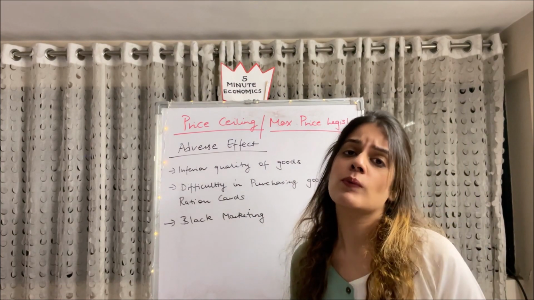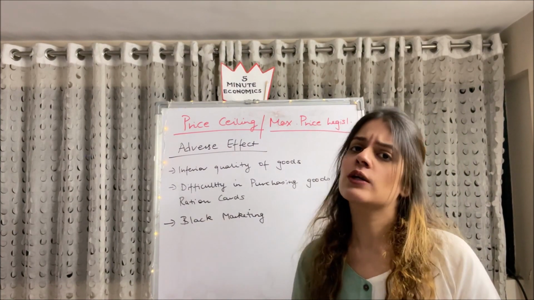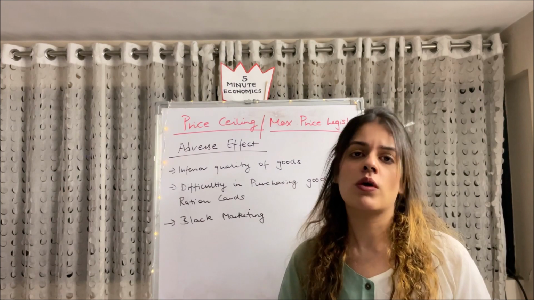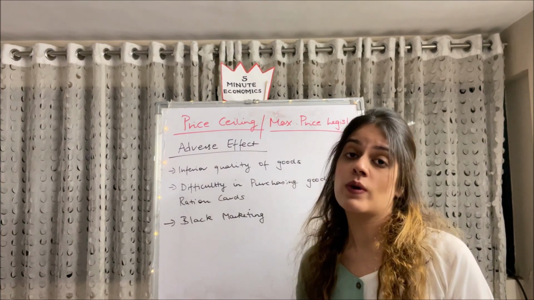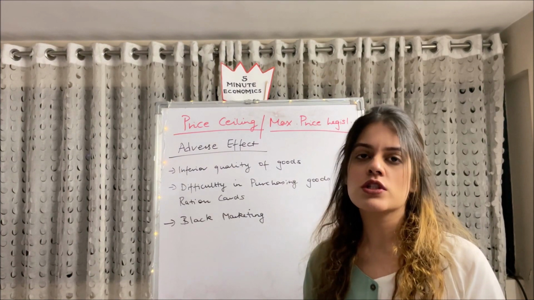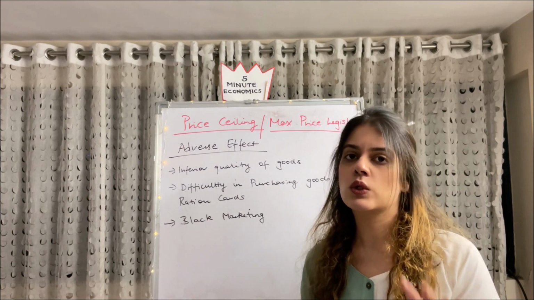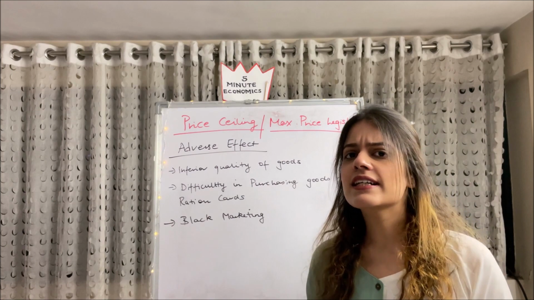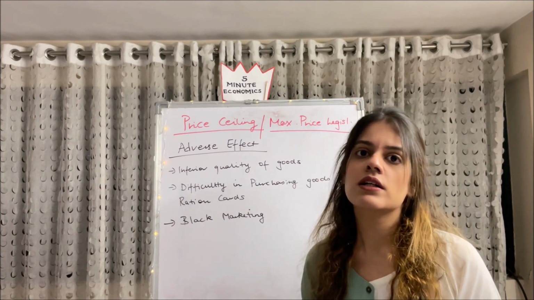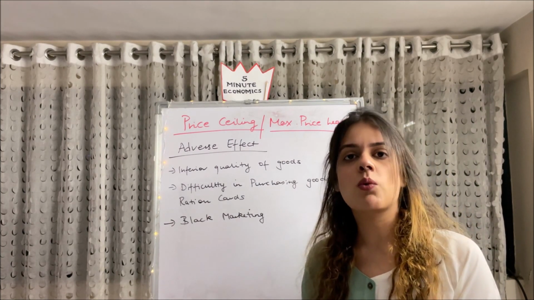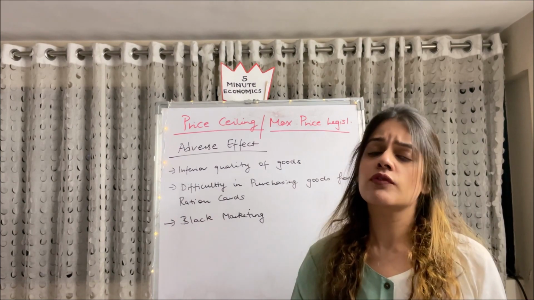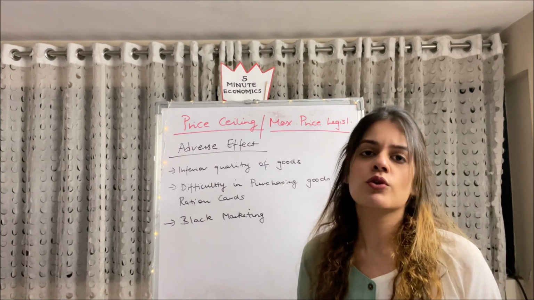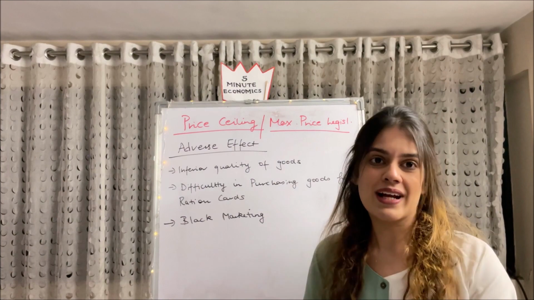What all can happen when the government sets a price which is below the equilibrium price? Number one, inferior quality of goods. It is but obvious that when the government has curtailed the producers to sell at a particular price, they have said that you have to charge this much price and not the price they want to, definitely their profits are curtailed, and when profits are curtailed, they might sacrifice or deteriorate the quality of the good, in fact giving an inferior good to the consumer because they cannot produce at that price. So inferior quality is one adverse effect.